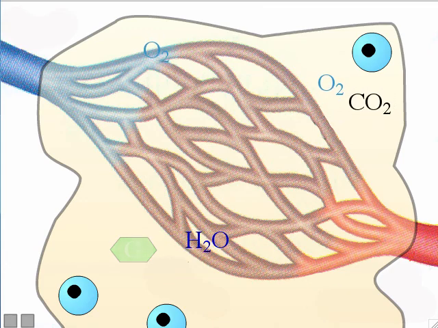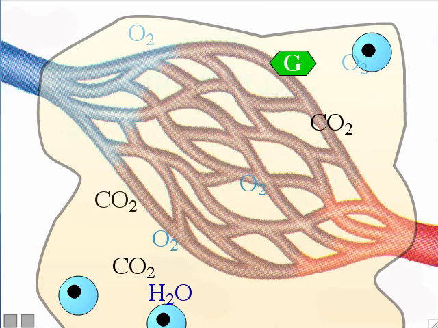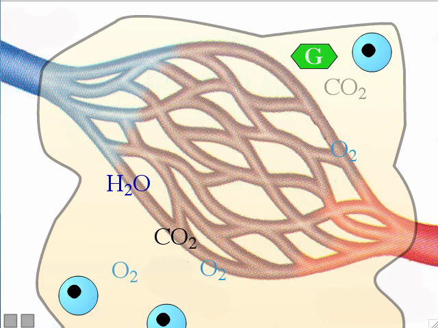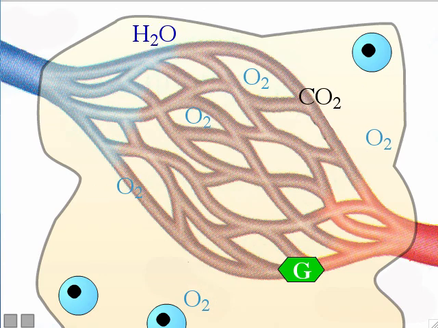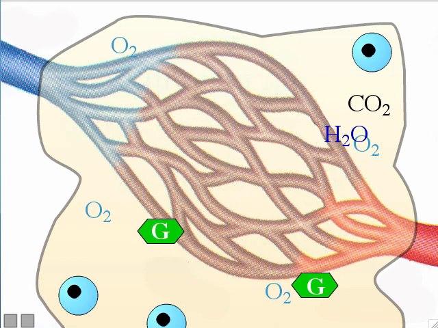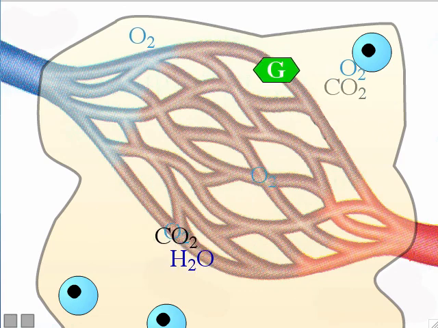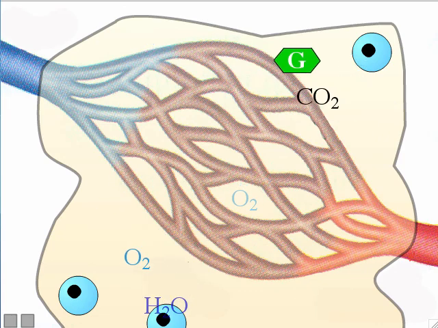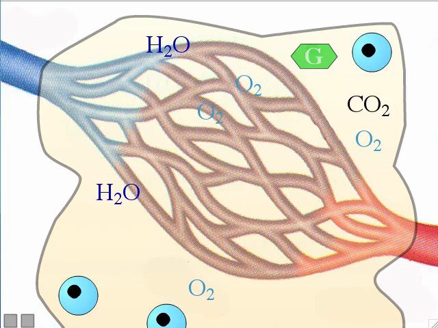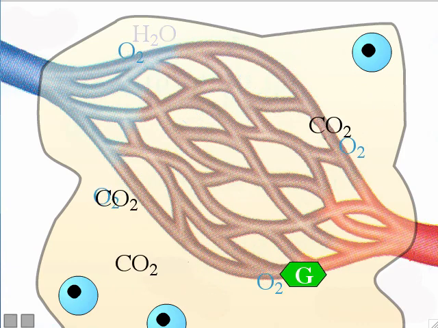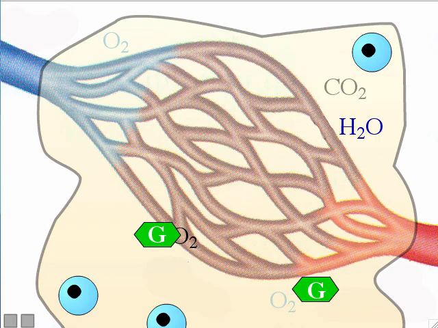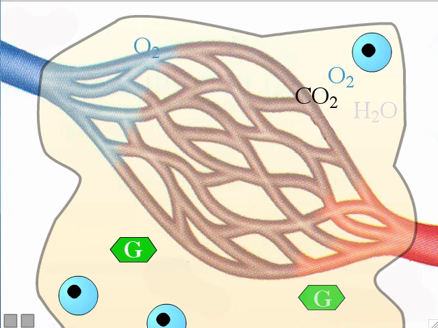And we also could talk about water molecules. Water molecules leak out of the walls of the capillary and go into the tissue fluid. That's actually where the tissue fluid comes from, is water and other small molecules leaking out of the capillaries. But, you know, if the cells need water, they can get it from the tissue fluid, and of course the tissue fluid gets the water from the blood in the capillaries.